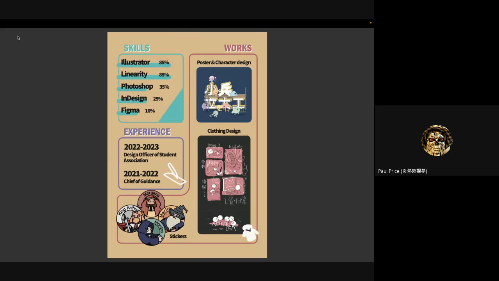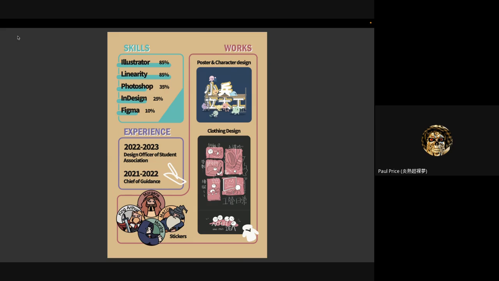The next page is my skills, experience, and works. Most of the applications I'm skilled in are Adobe applications, and I learned those in high school and university as well, especially in freshman and sophomore year. I also learned a little bit of user interaction and Figma, just a little bit of skills.